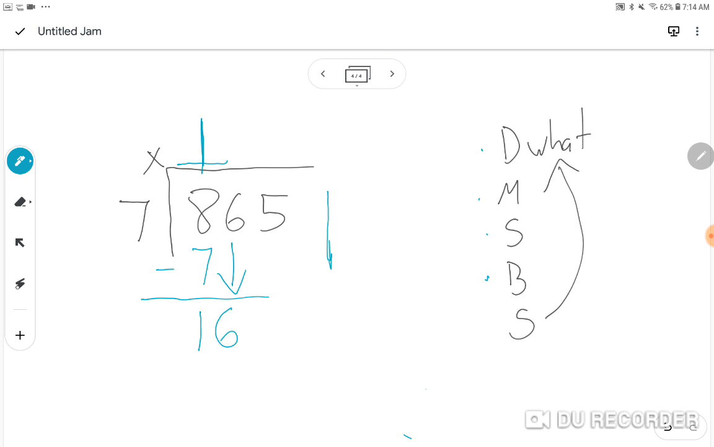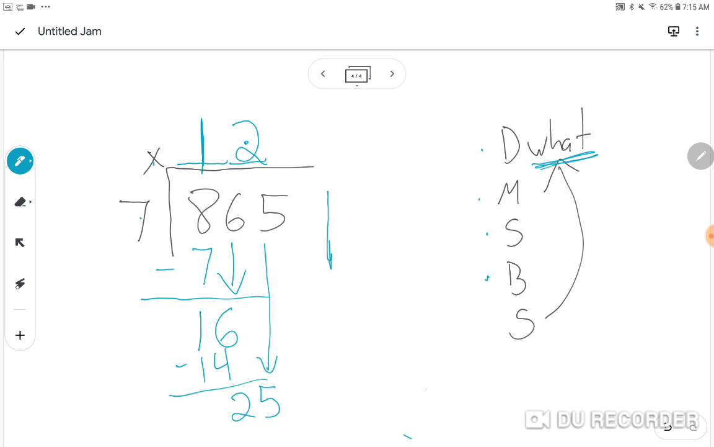What do we do when we bring down? Yep, you should be saying in your head, start over, go back up to the what question. What times 7 is 16? Well, that would be 2. Remember, the answer to the what question always goes on top. Some kids get confused and want to put it on the bottom. It always goes on top. Now we're going to touch it. 2 times 7 equals 14. Subtract, you get 2. Bring down your 5. Remember, long arrow, only one number at a time.